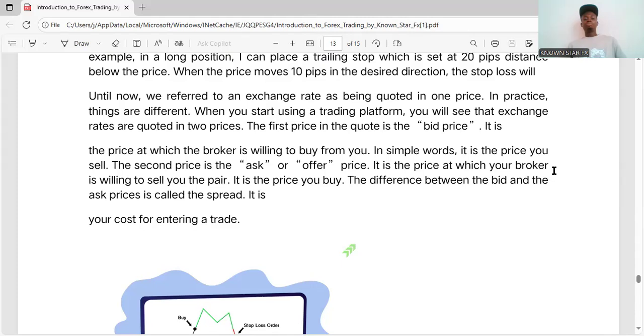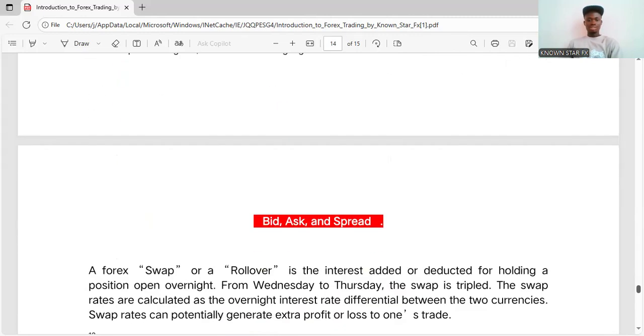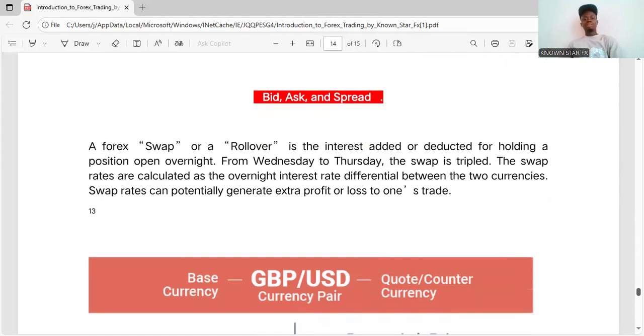Now, the difference between the bid price and the ask price is called the spread. It is your cost for entering a trade. Just like you can see in this graphical representation. Now, I will be explaining bid, ask, and price. These are the basic terminologies that you must understand as a beginner to be able to navigate the FX market successfully.